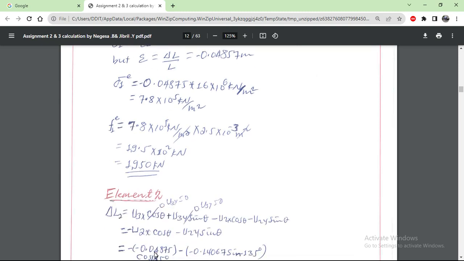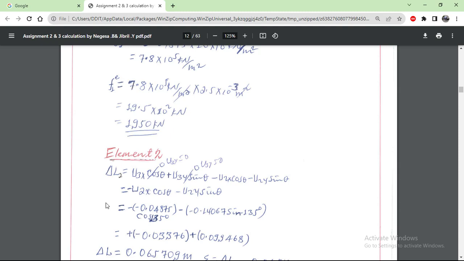For element number 2, similarly, we are calculating the change of L. This one is inclined, not on the straight line, so we should calculate it like this. This displacement is 0, this one also 0, this one is 0, and u3y is 0. The sine of the angle does not matter, since 0 times any number is 0.